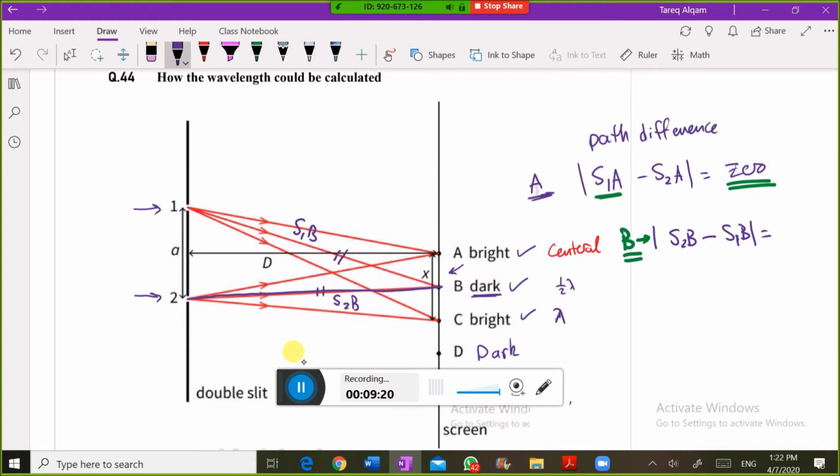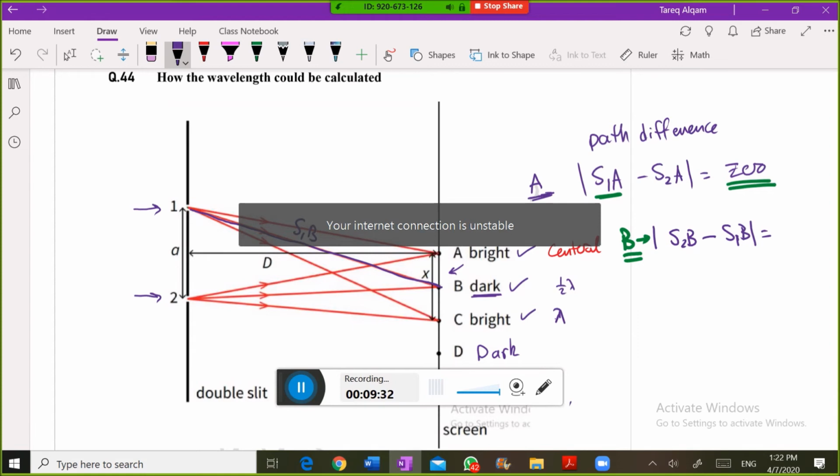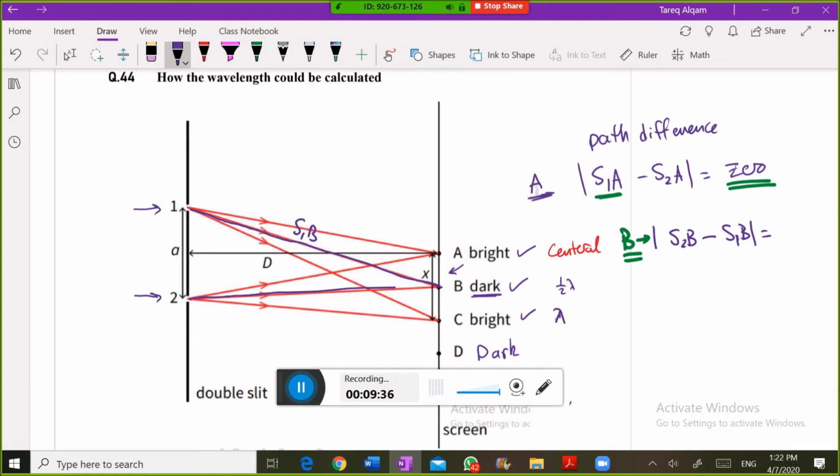Take point B with me, guys. At point B, we have waves outgoing from slit 1 to B. This is the first path. We have outgoing waves from slit 2 to point B. This is the path S1B, or this is the path S2B.